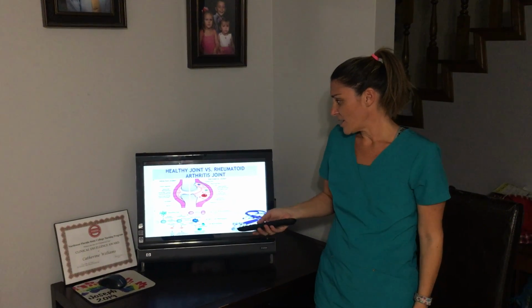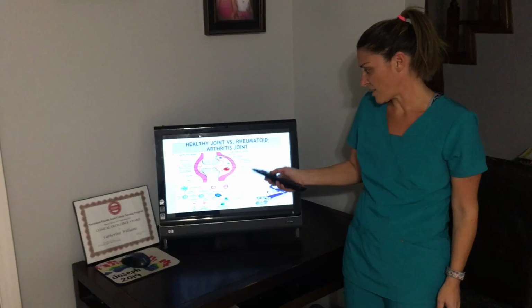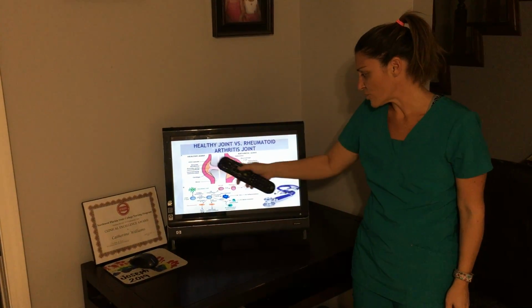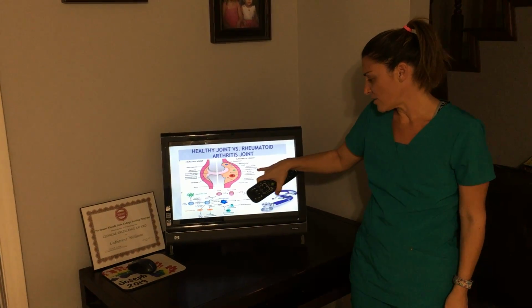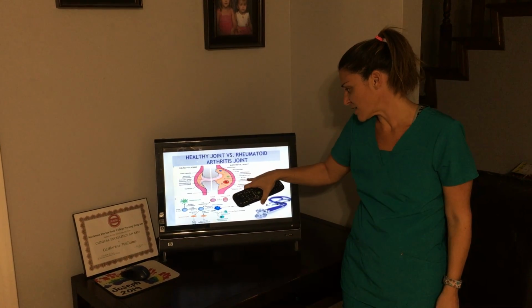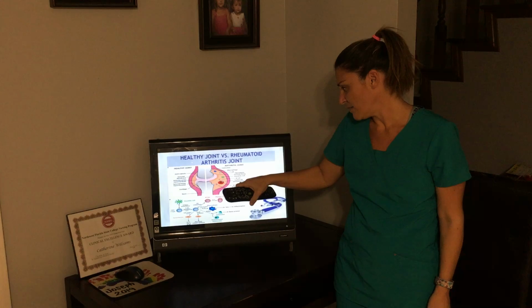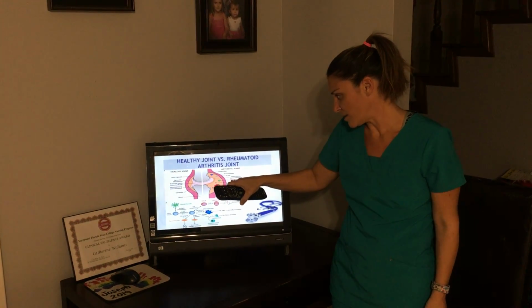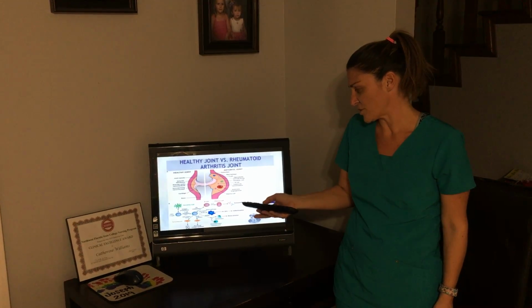So right here, this picture shows the difference between the healthy joint and an arthritic joint. It shows the joint capsule and the synovial membrane, and then here it's showing the arthritic joint where the macrophages, the T cells, and the plasma cells are all invading the synovial membrane, causing all the swelling and inflammation of the joint.